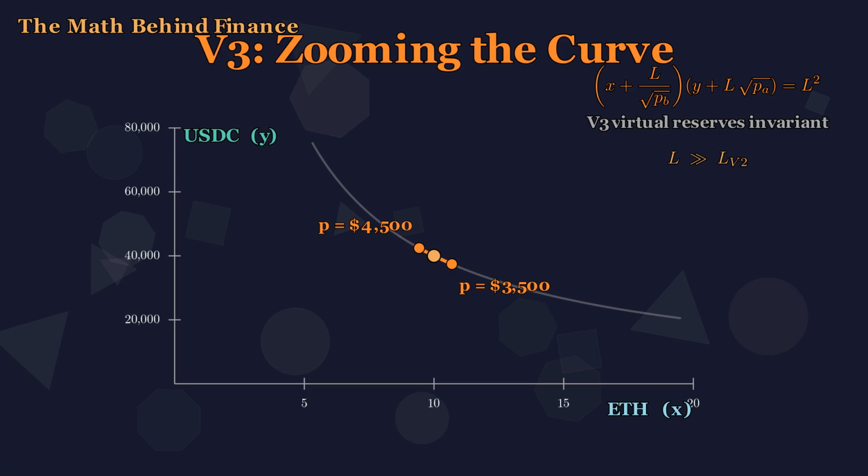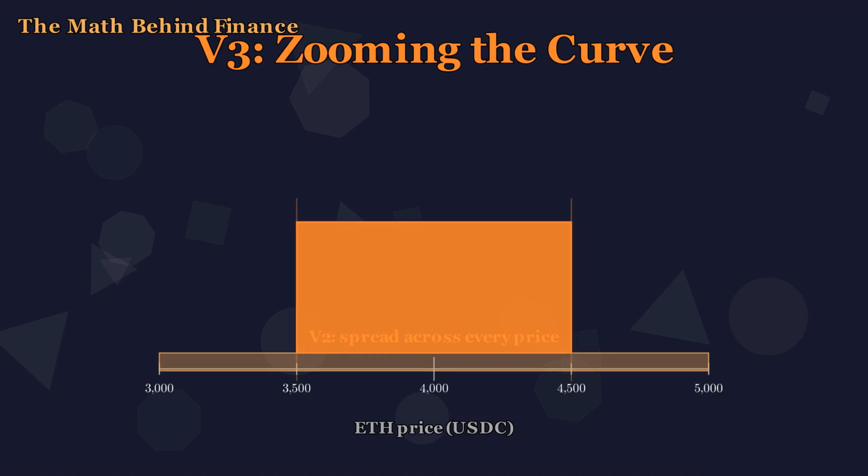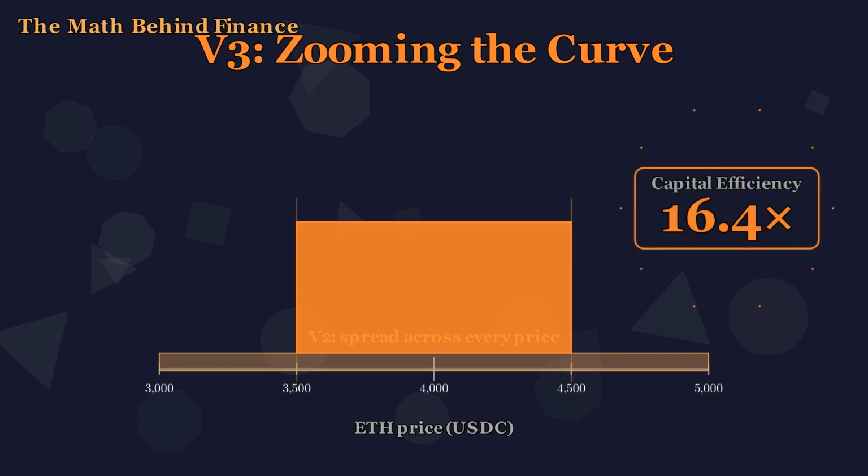Here's the payoff. Same capital side by side. V2 spreads it across every possible price. Thin everywhere. V3 concentrates it into the range you pick. At the current price, V3 is 16.4 times deeper, 16 times more liquidity for the same dollars locked. Less slippage for traders, more fees for you.